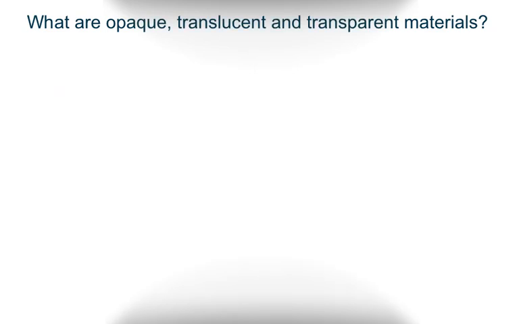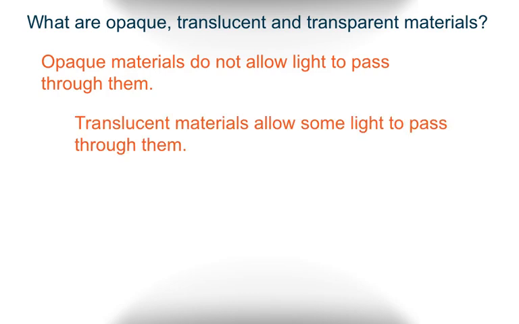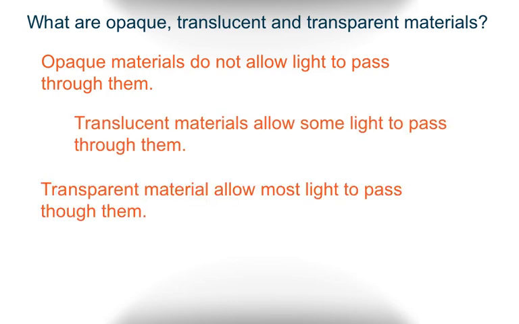So, in summary, opaque materials do not allow light to pass through. Translucent materials allow some light to pass through them. And transparent materials allow most light to pass through them. So the difference is some and most.